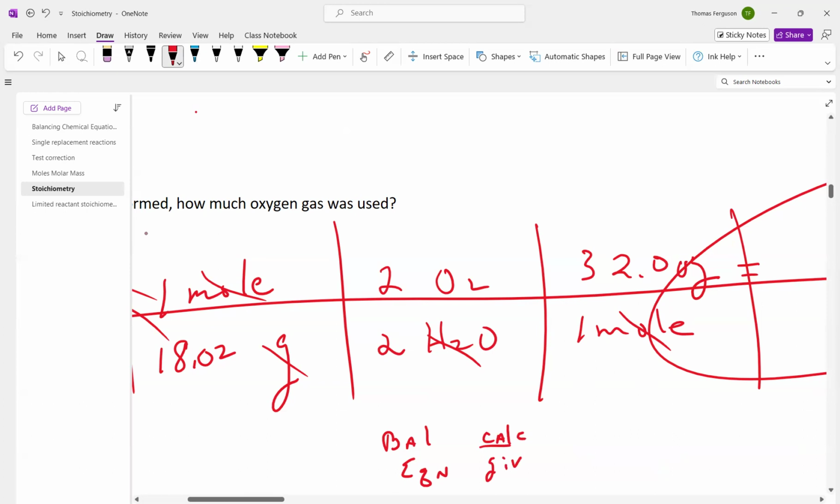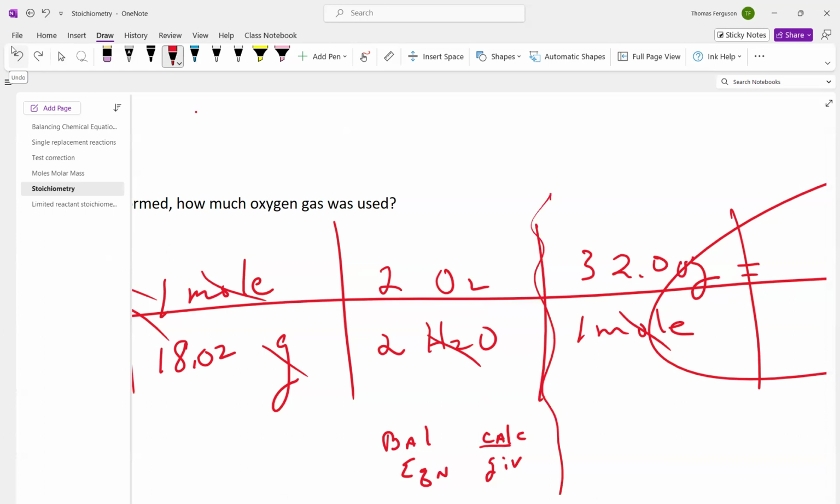So you put what we're trying to calculate over what's given to you. Now this is the coefficients. What this does is convert the moles of given to moles of calculated. So at this point, we have moles of oxygen gas. We don't want moles, we want grams. So then we convert to grams. So I'm going to generalize this.